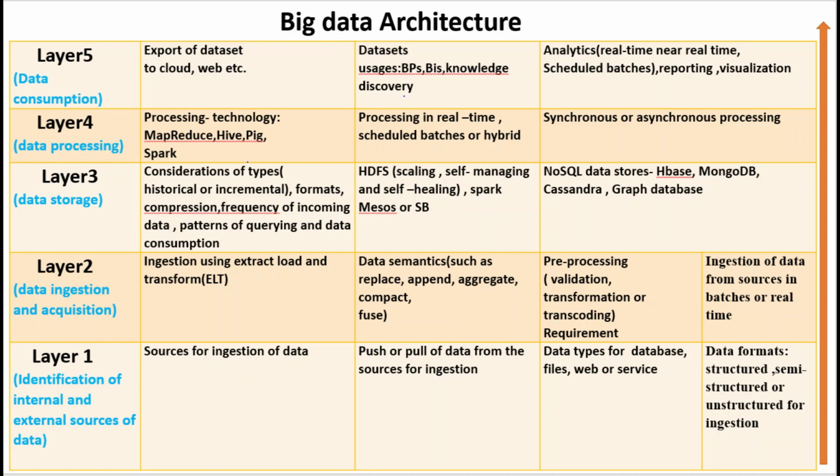Self-managing is monitoring and maintaining, and self-healing is the network's ability to recover from failures. And next, Spark, Mesos or YARN restart via the resource manager. The last function of layer 3 is NoSQL data stores, that is not only structured query language stores, such as HBase, MongoDB, Cassandra, Graph database, where HBase is open source, anyone can use it.